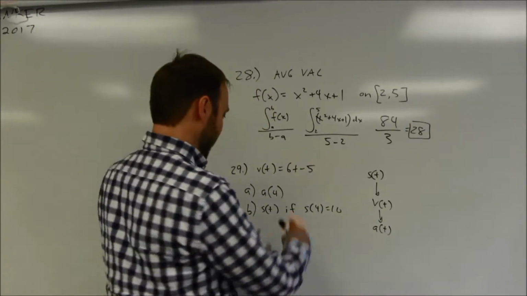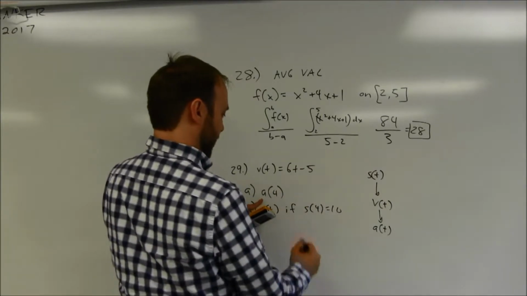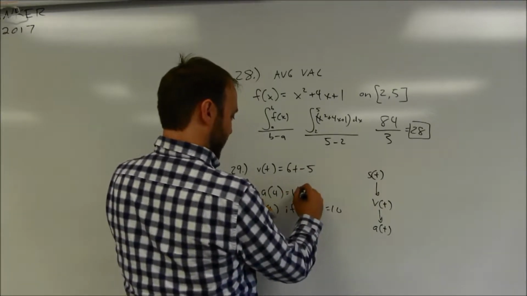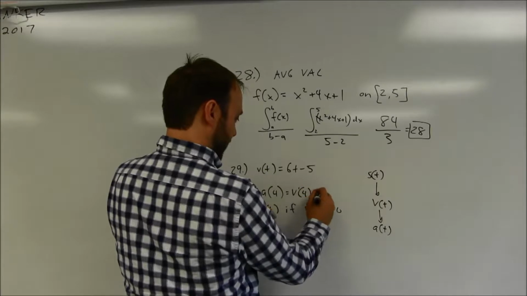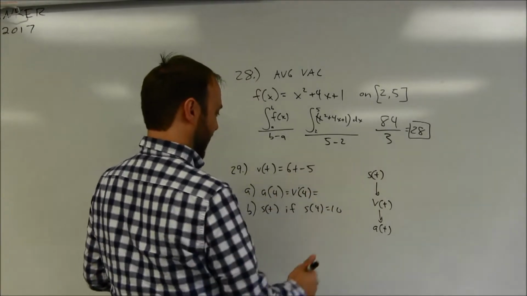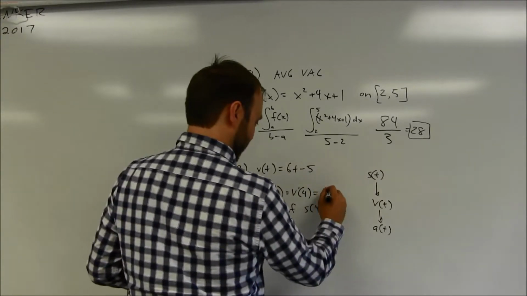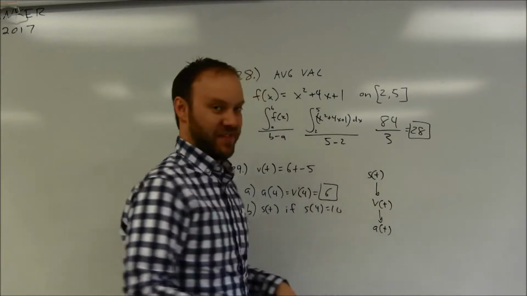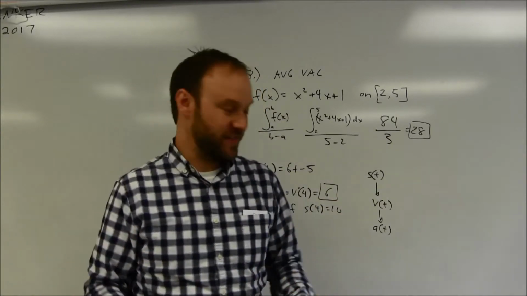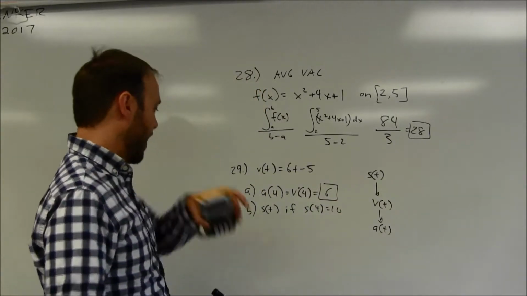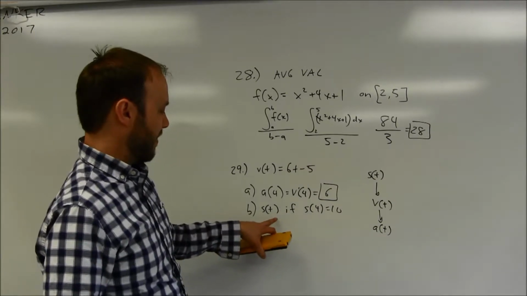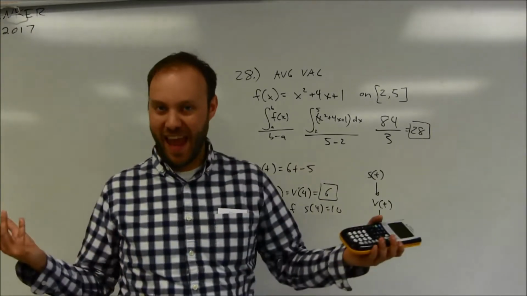So first one here, we're finding the acceleration at 4. That's the same thing as the derivative of the velocity function at 4. The derivative of the velocity function, real simple. It's actually just 6. So I don't even have to substitute anything in there. That's very straightforward. The second part here, I'm asked to find a position function. A lot of times they use an S for that.